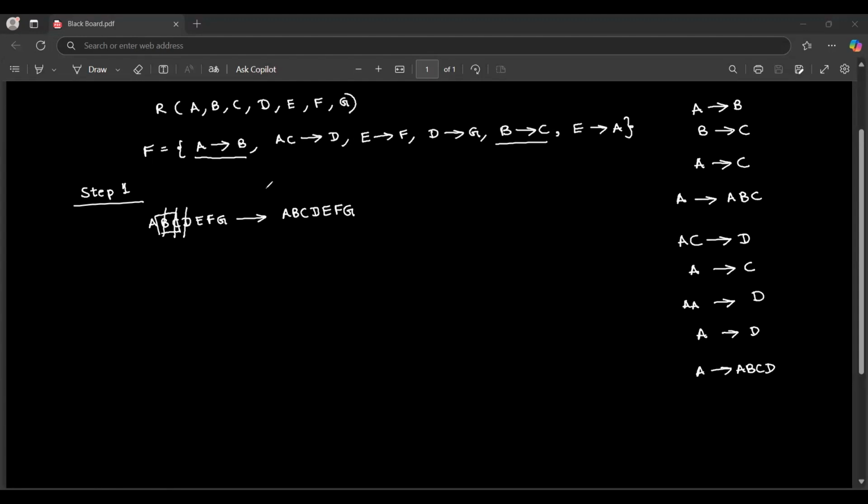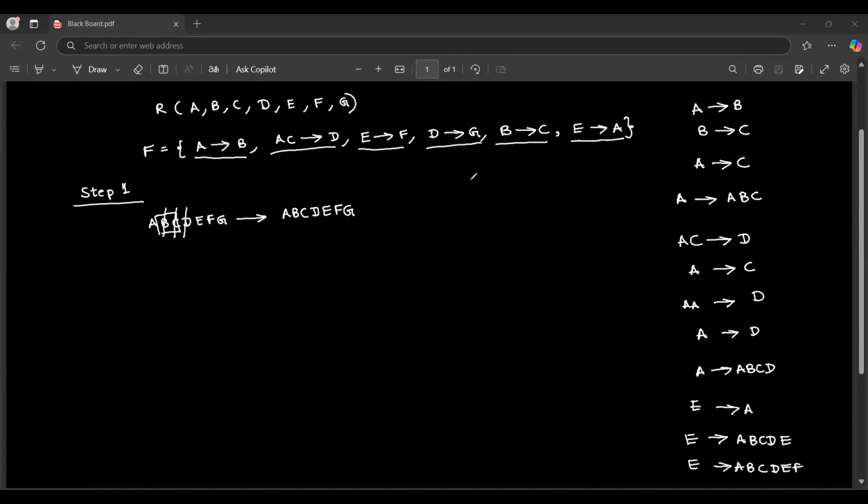Now we have E. Well, AC, this is also used. But the thing is, E functionally determines A. Here we have E functionally determines A and E functionally determines F. So since E functionally determines A, I can say E functionally determines A, B, C, D. And I can also add E. Why? E functionally determines E. And E here functionally determines F. I can say E functionally determines A, B, C, D, E, F. I have used that data also.